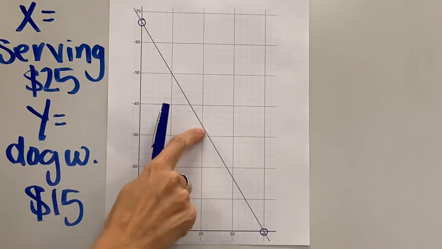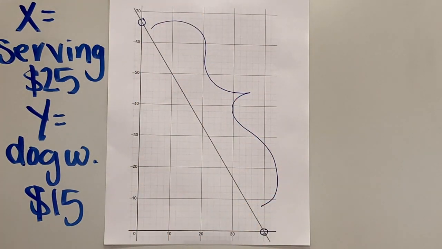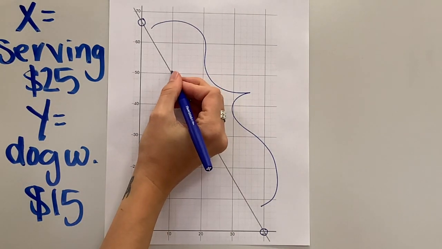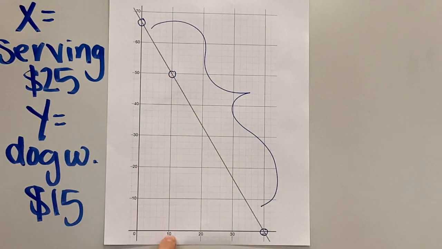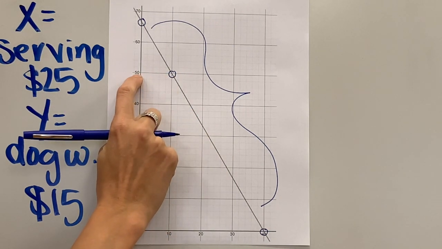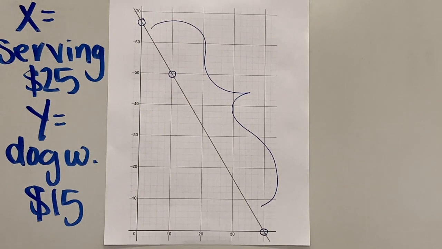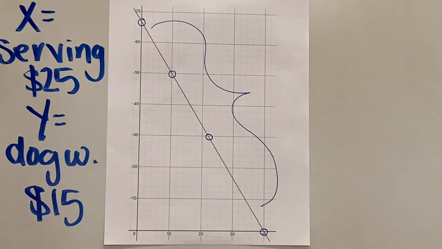All of these points in between where this line goes, these are all the different scenarios that she could have to make her $1,000. So if we just pick a random point, I'm going to choose that point. That means that she would have to serve 10 hours, and that means she would have to walk the dogs 50 hours in order to make her goal of $1,000. I can pick any spot on this line. I'm going to pick this spot. This spot means she would have to serve 22 hours and she would have to dog walk 30 hours in order to make her goal.